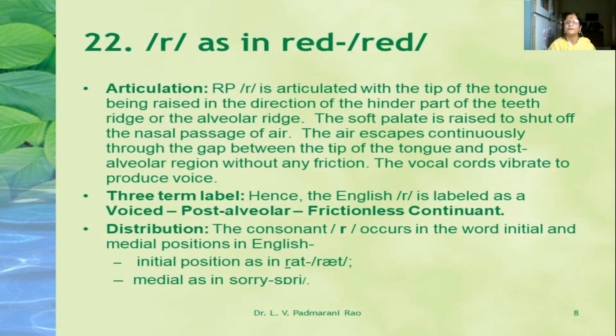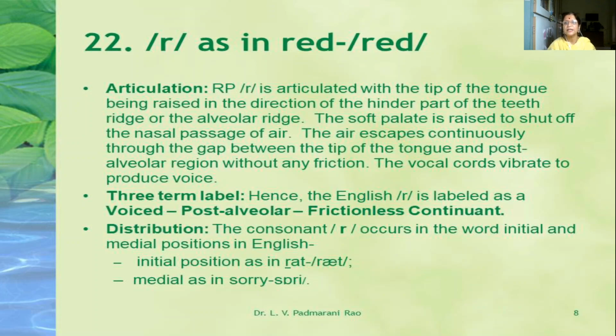During the articulation of RP, the tip of the tongue is raised in the direction of the hinder part of the teeth ridge, or the alveolar ridge. So it is not exactly the teeth ridge, but the hinder part of the teeth ridge to which the tip of the tongue goes.